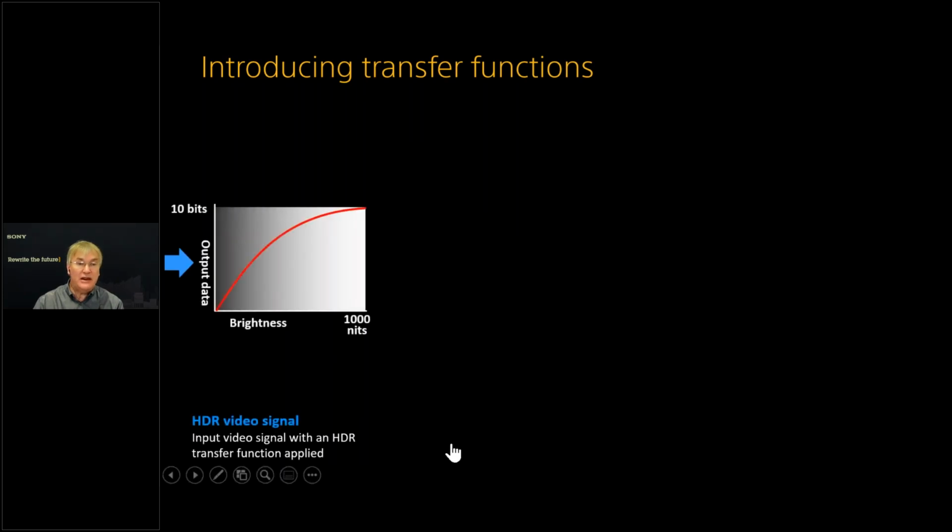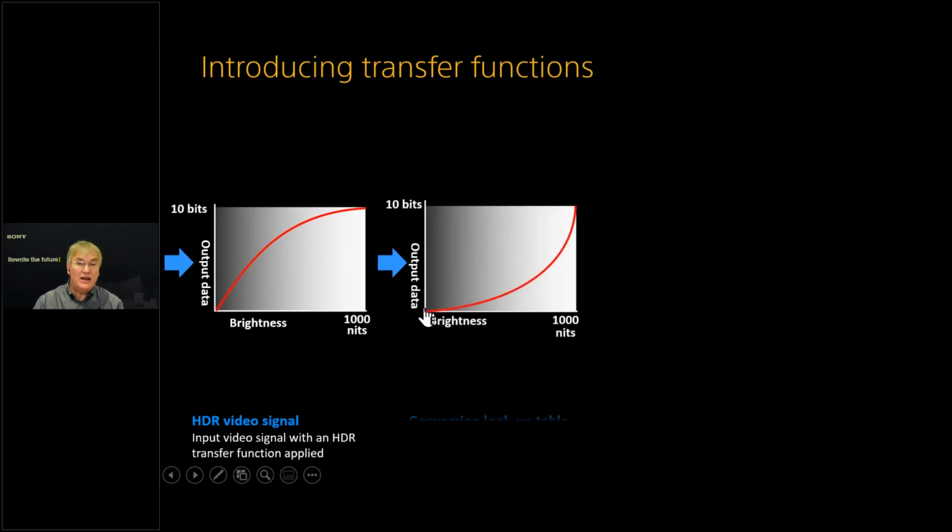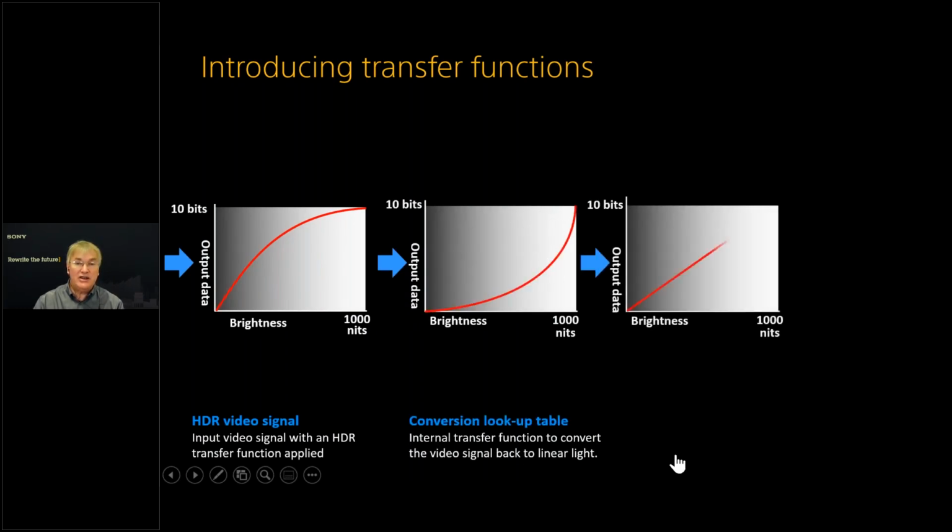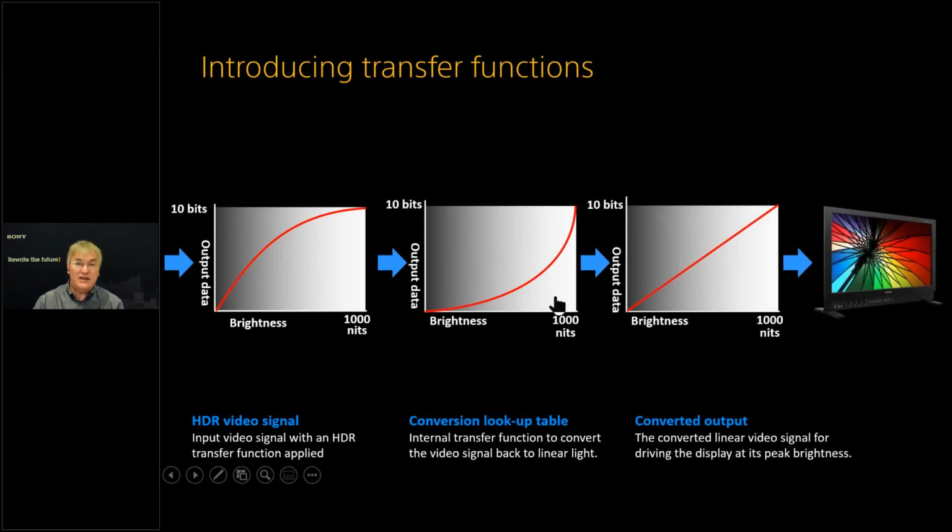In the monitor at the other end, the display at the other end, we take this video signal and we apply it to a curve that goes the other way, and that produces a nice straight line that we can put out onto the screen. And this curve in the monitor or the display is the EOTF, the electro-optical transfer function.